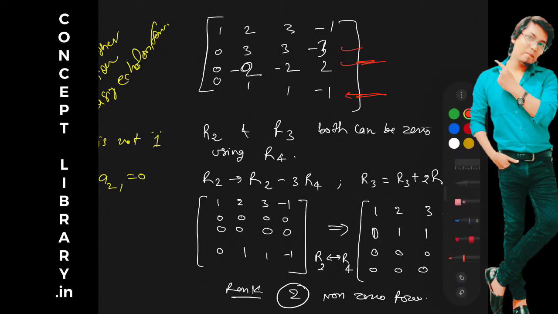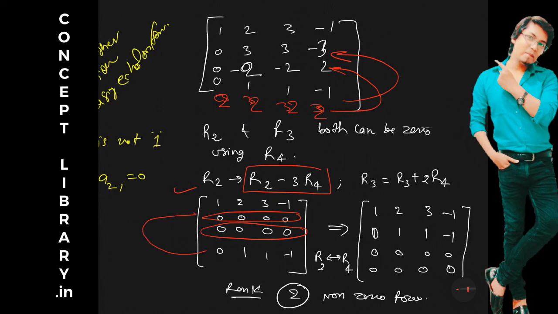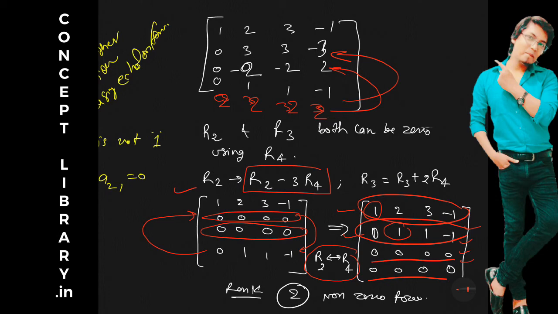So I am using R2 equals R2 minus 3R4. If I multiply R4 by 3 and subtract from R2, R2 will be 0. In the same way, if I multiply R4 by 2 and add to R3, then R3 will also be 0. After that, because you want to make echelon form, you shift R2 and R4, so R4 comes to the second position. So we got this form. This is 1 here, echelon form, this is 1 here, and here 0 and 0. We got two non-zero rows, so the rank is 2.